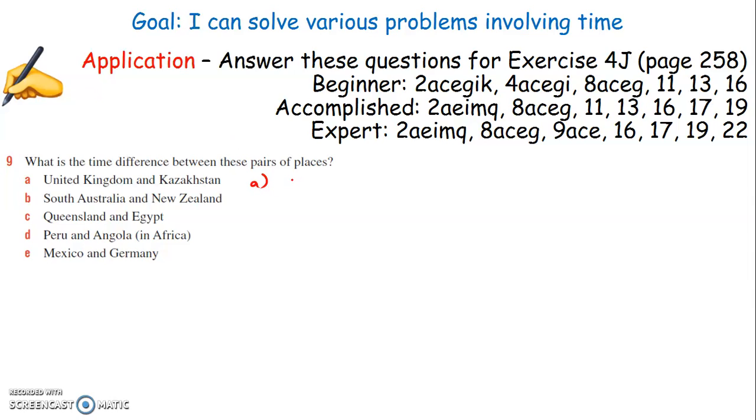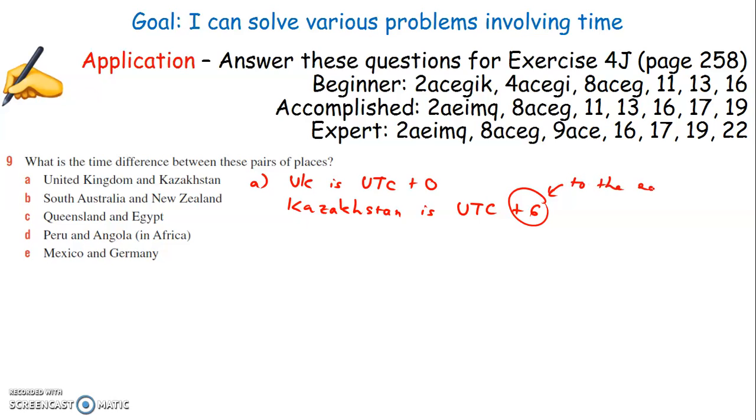All right. So you can write that the United Kingdom is UTC plus 0. And Kazakhstan is UTC plus 6. And remember, plus 6 means that it is 6 hours ahead. And that's because it's to the east of the UK. Okay, so time difference.